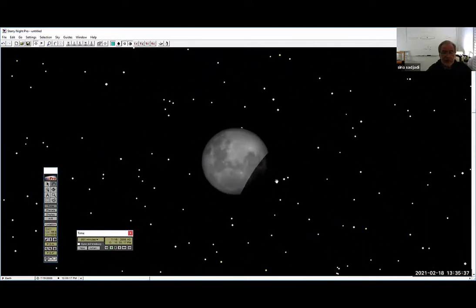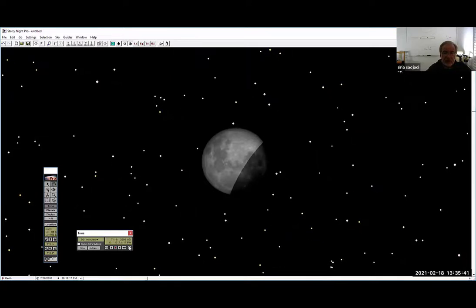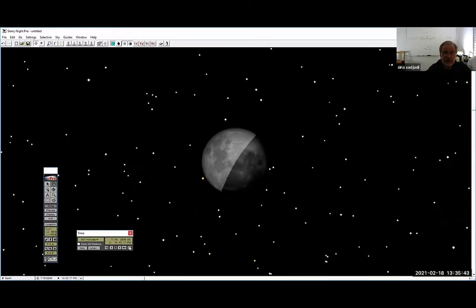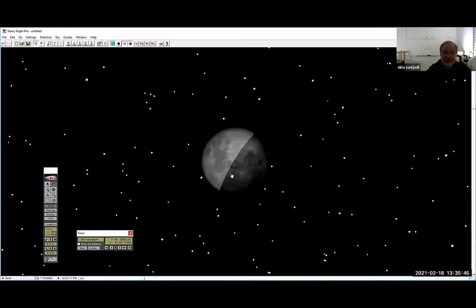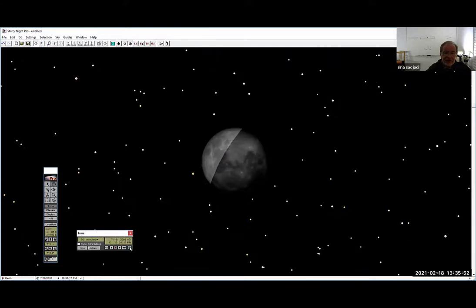All right, so here's the light shadow. Now, what you notice is that the light shadow is not flat. It's round like this. It's like a part of a big giant circle. And then as the dark shadow comes in, look at the dark shadow.